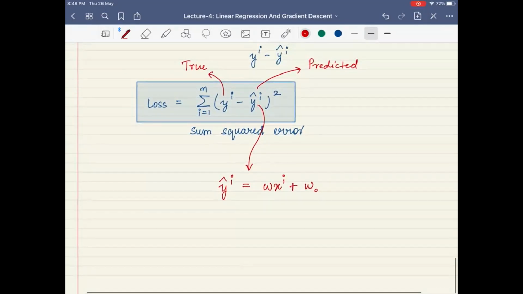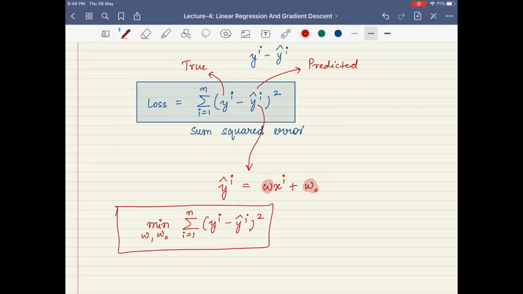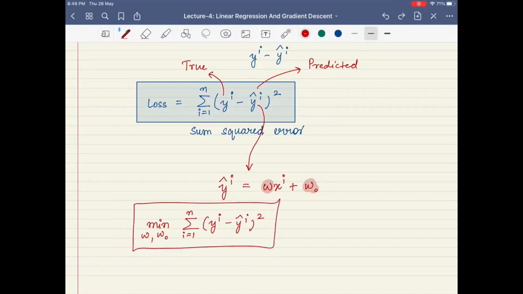And now the final objective is to find this slope and this intercept which minimize this error. So you want to minimize the error, summation i equals 1 to n of (yi minus y hat i) squared, by changing what? You can change only the slope and the intercept. So I'll write them here. This is the final equation for linear regression, and we are done with linear regression.